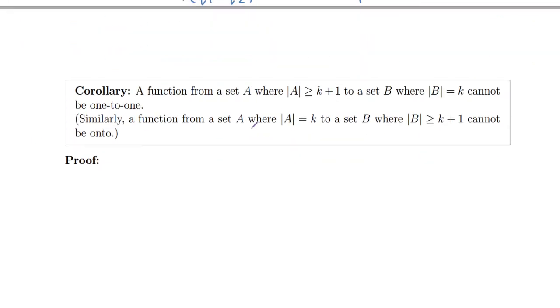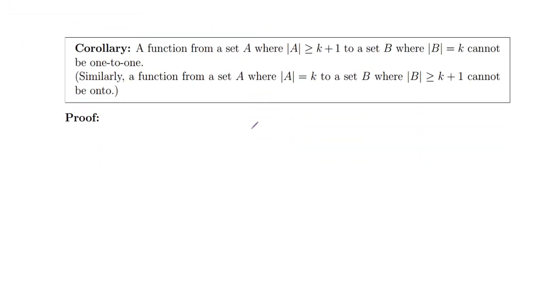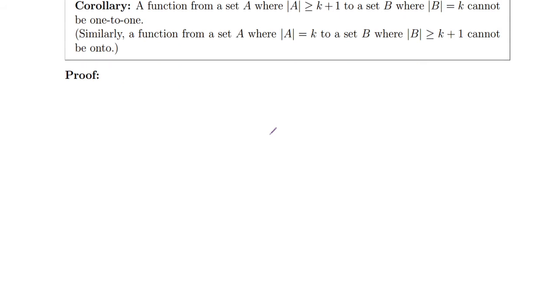Okay. So let's look at an interesting corollary to this that involves functions in general. A function from a set A where the cardinality of A is at least k plus 1 to a set B where the cardinality of B is equal to k cannot be 1 to 1. So let me draw a picture for you. This is not a proof, the proof we're going to do down here, but here's a specific example.